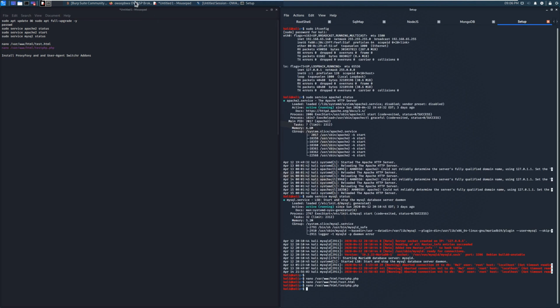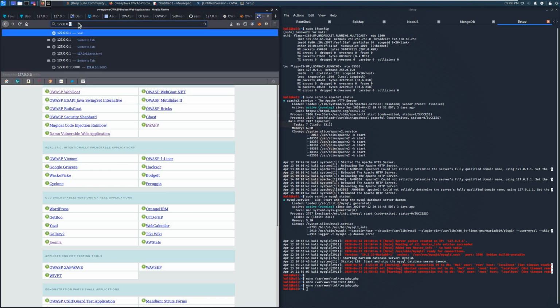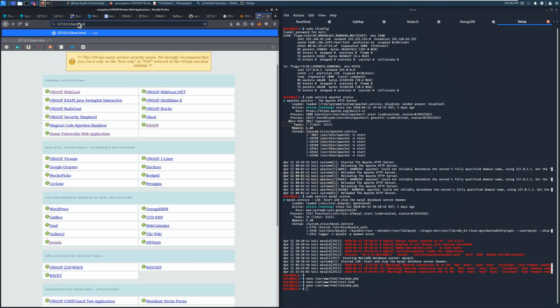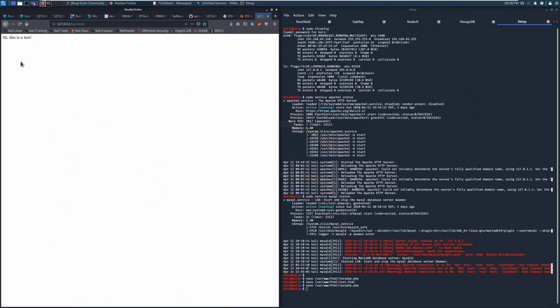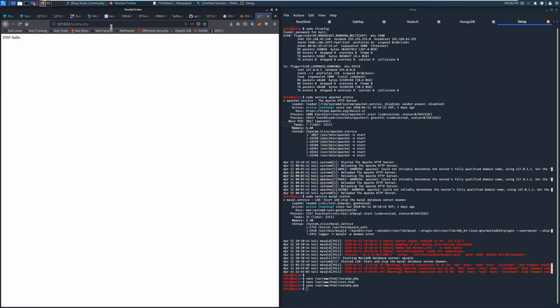Now let's go back to our browser again. Ideally, if everything works properly, we should now be able to access that file test.html and see the content we just put there. Okay, hi, this is a test, perfect. And now we can execute the other one, which is called test.php, and this one runs fine as well.